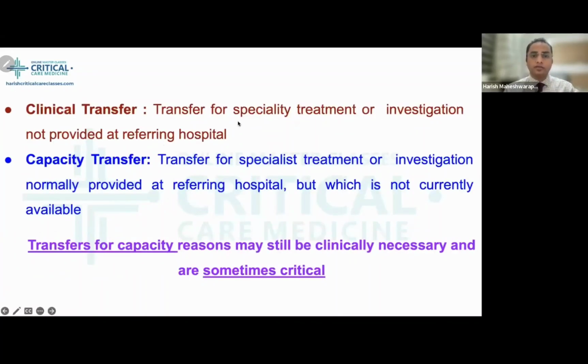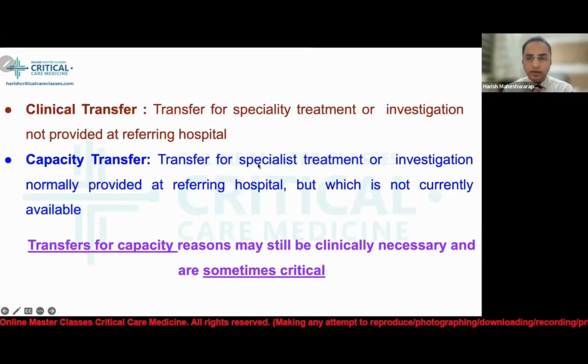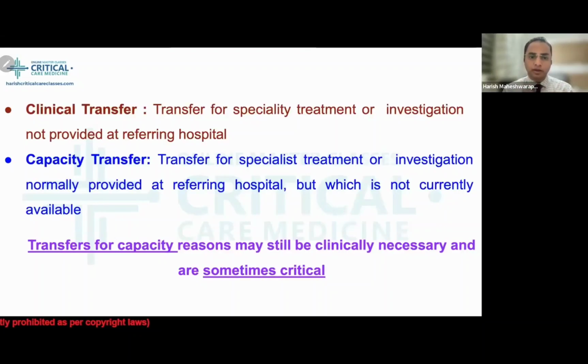Clinical transfer is transfer for specialty treatment or investigation not provided at the referring hospital. So if we don't have a facility for ECMO, or advanced ventilator support, or hemodynamic monitoring, we transfer the patient. That is a clinical transfer. Capacity transfer is transfer for specialist treatment or investigation normally provided at the referring hospital, but which is not currently available. So there is some restriction. For example, we have an MRI facility, but it is not functioning currently because of some logistic issue. That is called a capacity transfer.